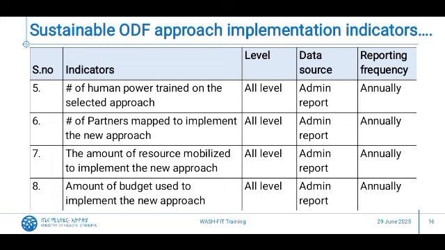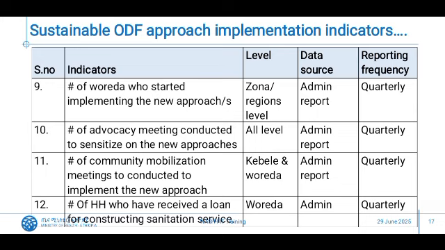Number 7, the amount of resources mobilized to implement the new approach. All levels, administration report, annually. Number 8, amount of budget used to implement the new approach. All levels, administration report, annually. Number 9, number of woredas that started implementing the new approach. Zonal and regional levels, data source: administration report, reporting frequency: quarterly. Number 10, number of advocacy meetings conducted to sensitize on the new approach. All levels, administration report, quarterly.